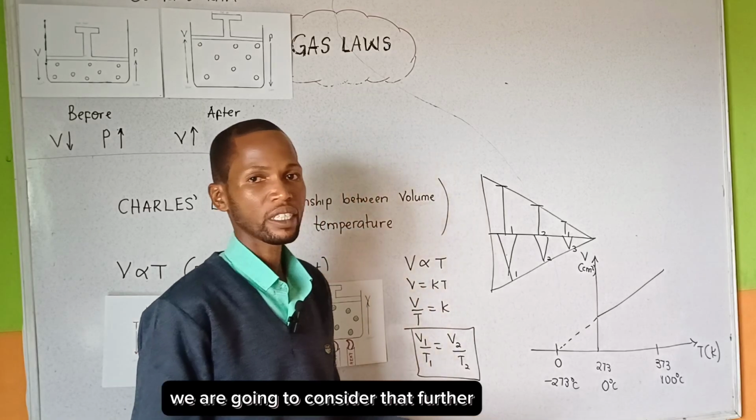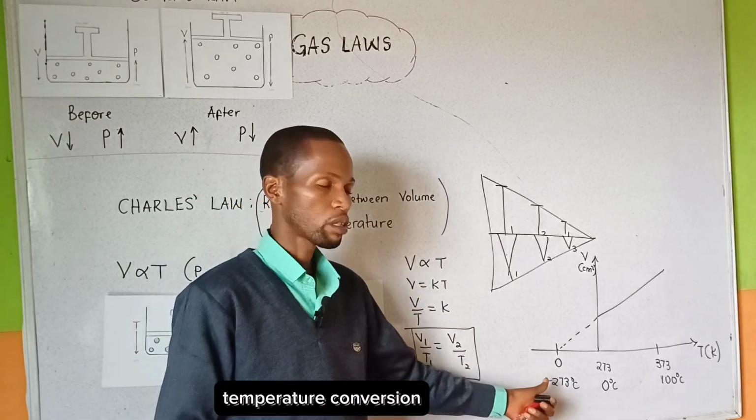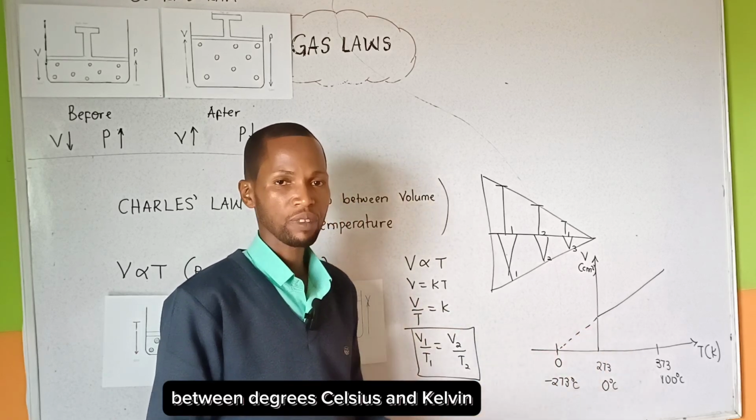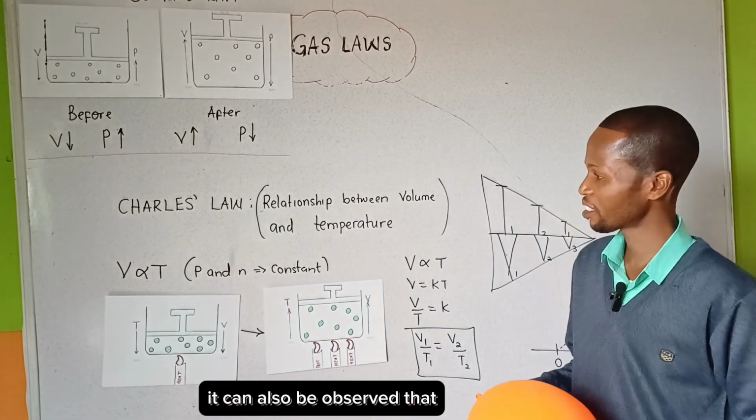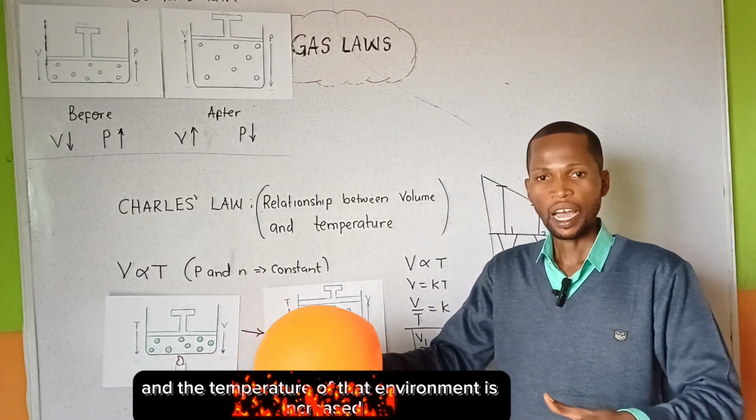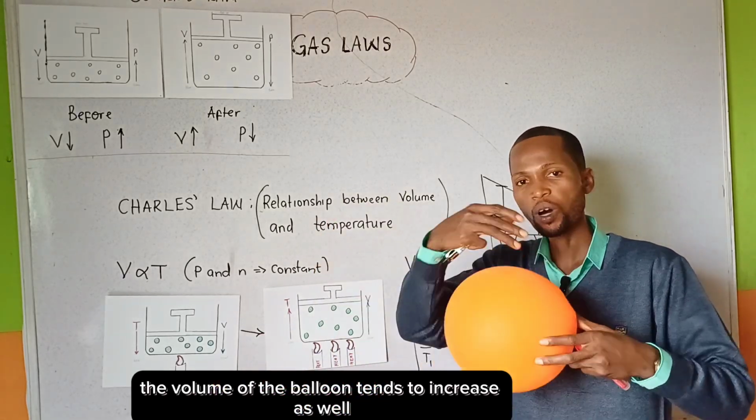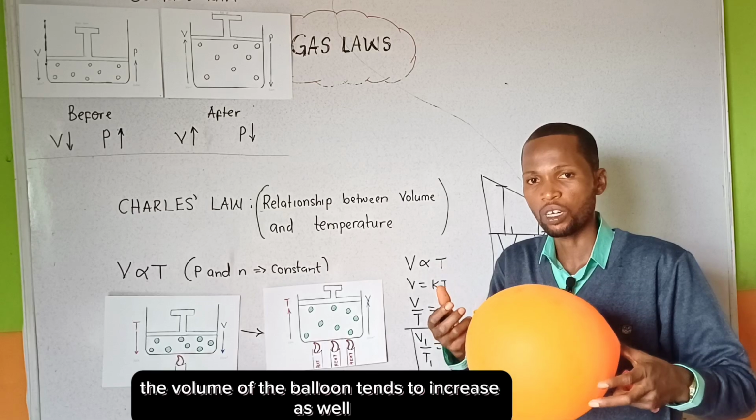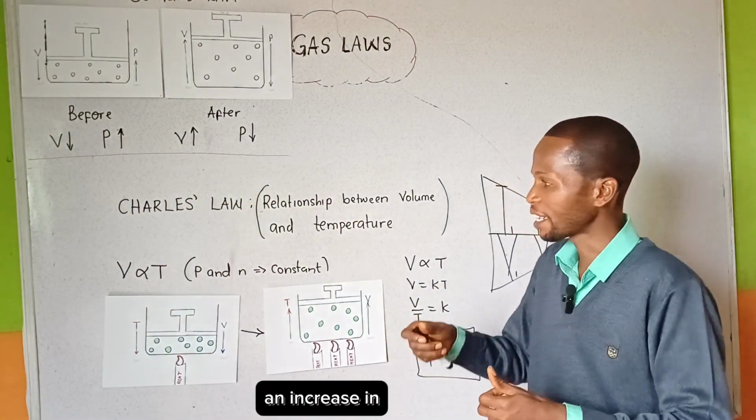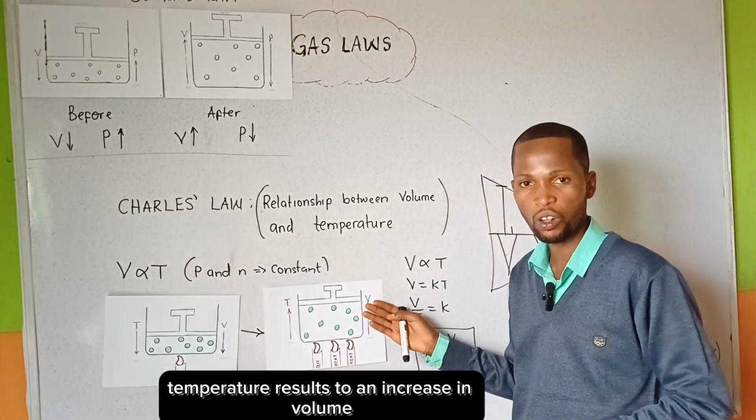We are going to consider that further when we are talking about the temperature conversion between degrees Celsius and Kelvin. It can also be observed that when a balloon is taken into an oven and the temperature of that environment is increased, the volume of the balloon tends to increase as well, to a point whereby it eventually bursts. So an increase in temperature results in an increase in volume.